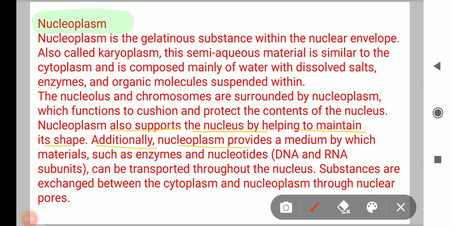Additionally, nucleoplasm provides a medium by which materials such as enzymes and nucleotides, like DNA and RNA subunits, can be transported throughout the nucleus, and substances are exchanged between the cytoplasm and nucleoplasm through the nuclear pore. Means nucleoplasm also provides the medium for exchange of DNA and RNA molecules throughout the nucleus, and this helps to exchange material from the nucleoplasm to the nuclear pore.